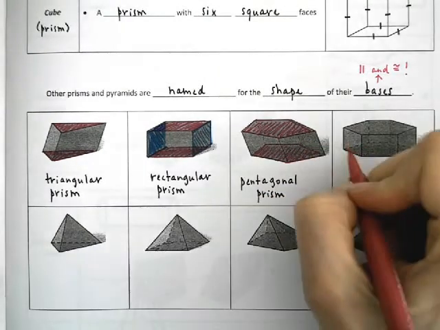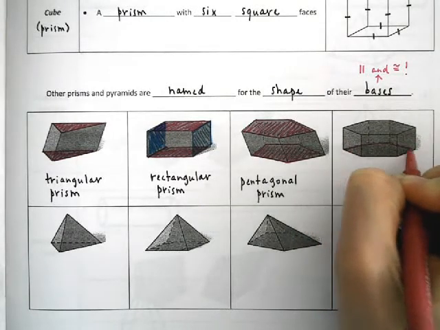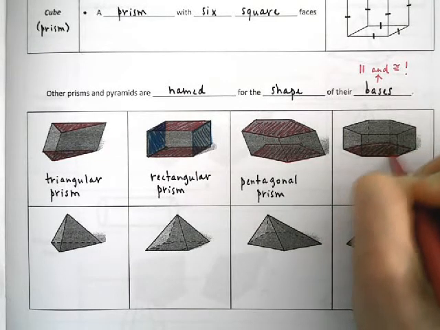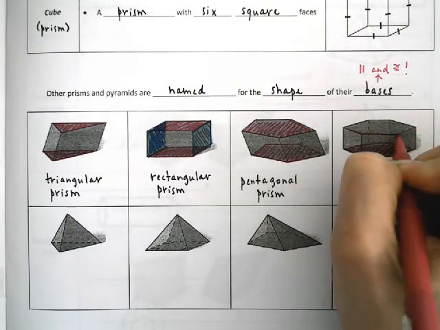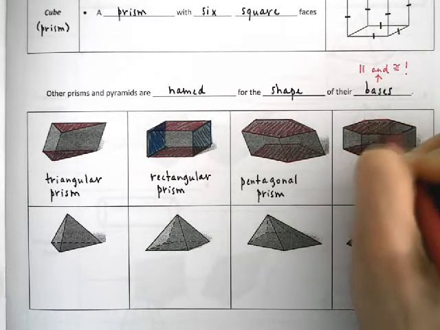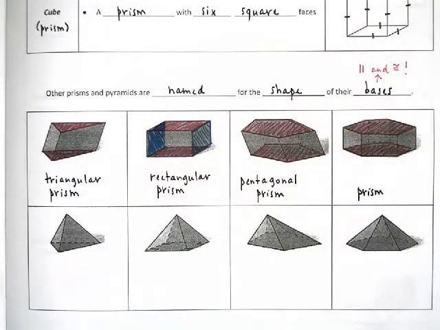And then last but not least, 1, 2, 3, 4, 5, 6. Here I have a hexagon, and a hexagon on top as well. Those are our bases. So hexagonal prism.